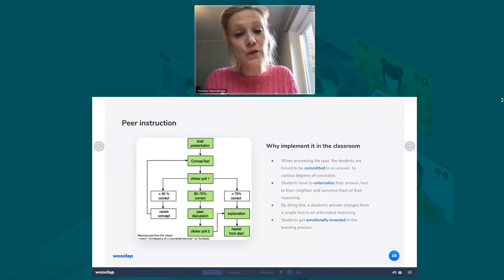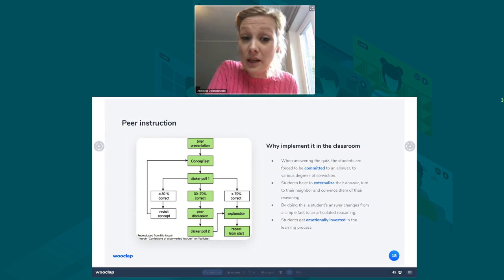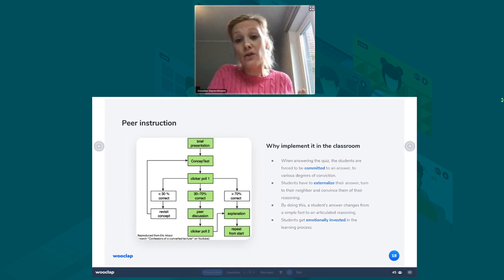Besides boosting the performance of students, this method has several other advantages. When answering the quiz, the students are forced to be committed to an answer to various degrees of conviction. Students have to externalize their answer, turn to their neighbor and convince them of their reasoning. And by doing this, a student's answer changes from a simple fact to an articulated reasoning. So eventually the student gets emotionally invested in the learning process, and research in cognitive sciences found that emotional encoding is among the best to store information.